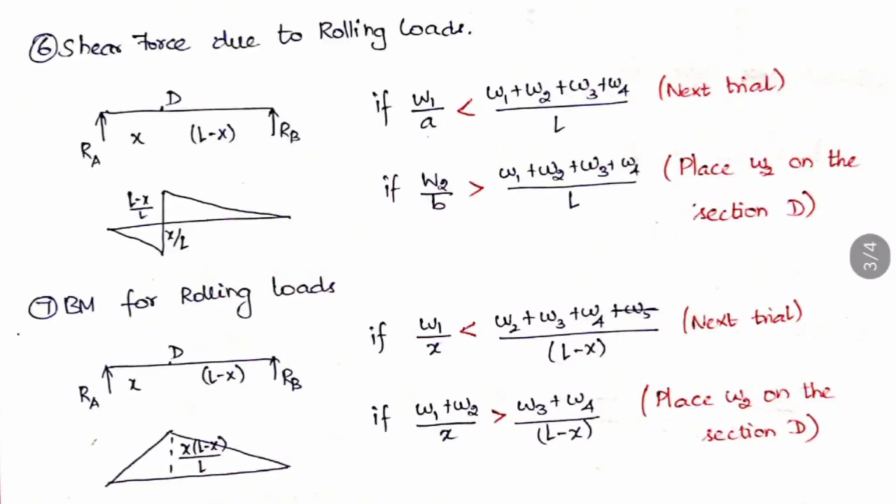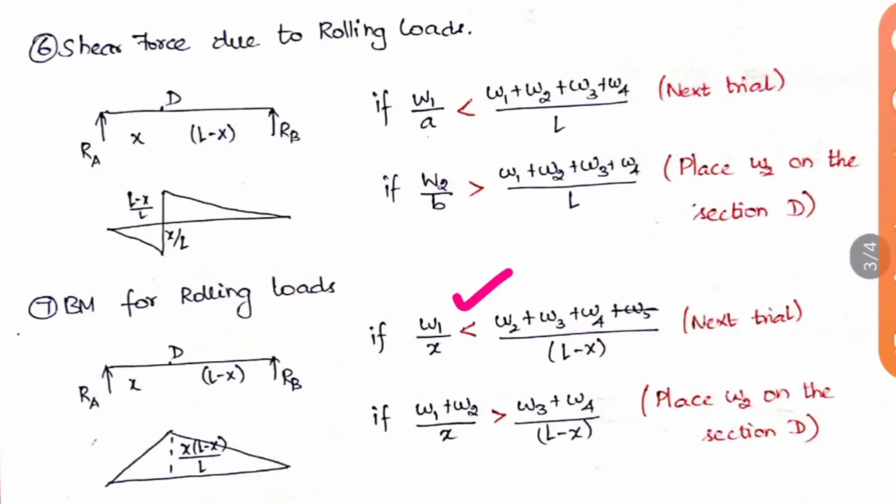The next thing we are going to see is the bending moment for the rolling load. Here also it is the same concept and same diagram, but there is a small change in the formula. W1 by X is nothing but the distance of the section. It should be less than W2 plus W3 plus W4 divided by L minus X. When it is less, you should go for the next trial.